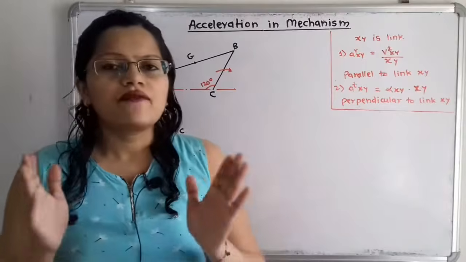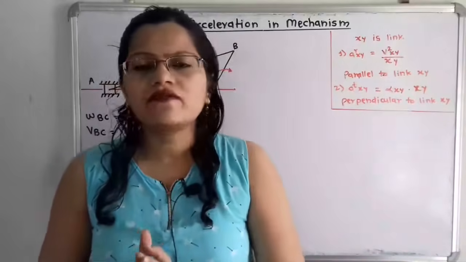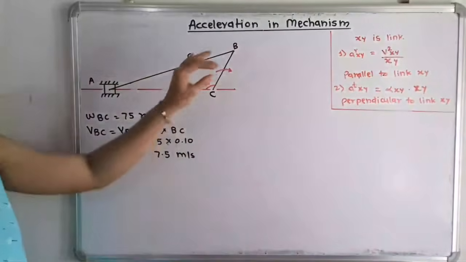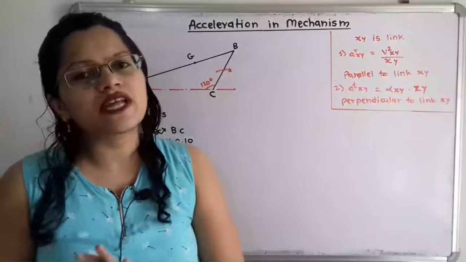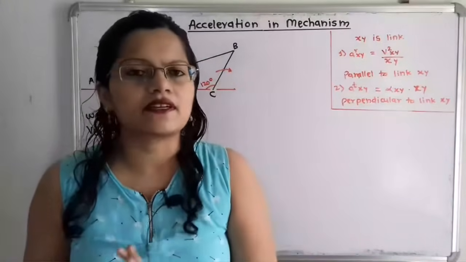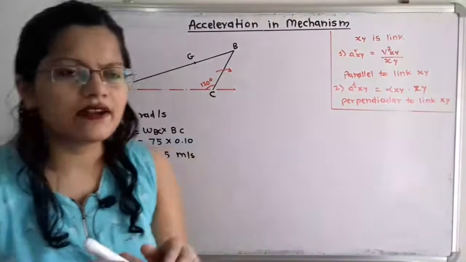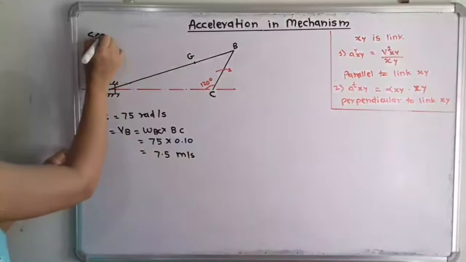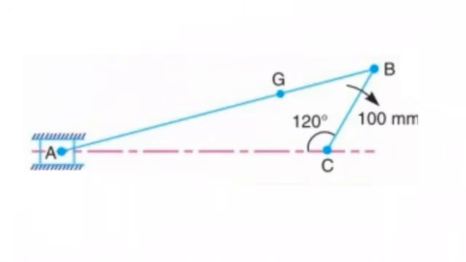Now we will first draw the space diagram with some suitable scale. If we observe, this crank has length equal to 100 mm, that is 10 cm, and this connecting rod BA has length 300 mm, that is equal to 30 cm. So we will use scale 1:1. I will write here scale 1:1. Now if we observe the given diagram, this crank is at an angle of 120 degrees.